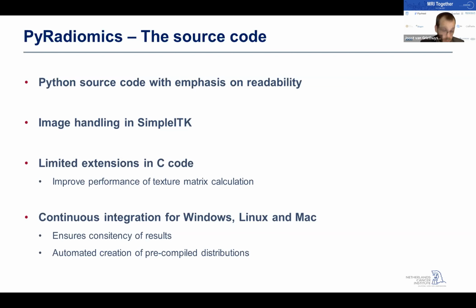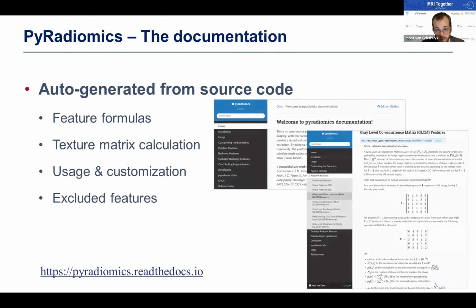And finally, because we have the C code, we also provide continuous integration, which ensures the consistency of the calculated results, but also automates the creation of precompiled distributions, because we found that if people have to build PyRadiomics from source, a lot of researchers run into problems. On the documentation side, this is also auto-generated from our source code, which contains not only the feature formulas, but also detailed descriptions of how these texture matrices are calculated and how to use and customize the software itself. For example, some features we have excluded because they were mathematically identical to other features.